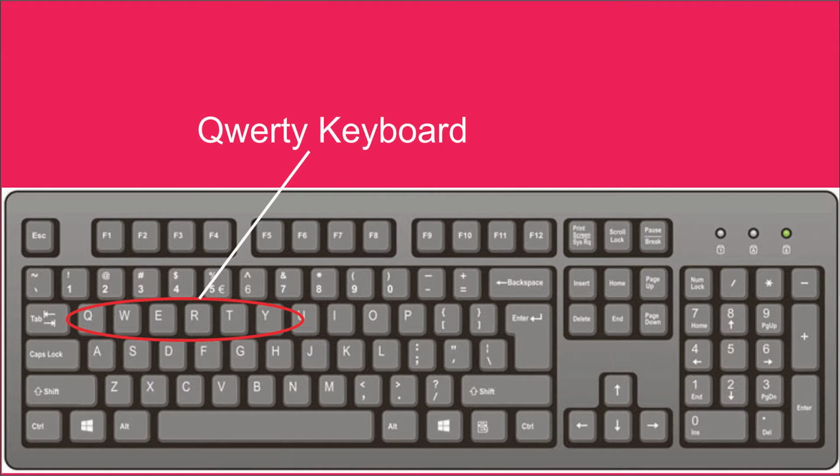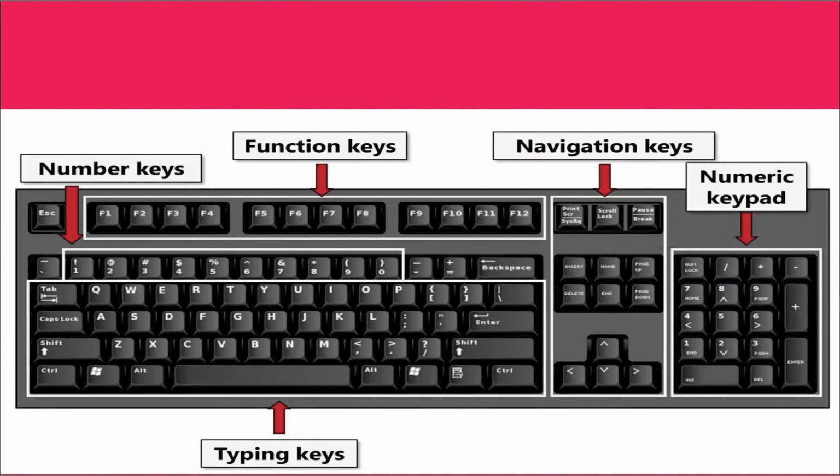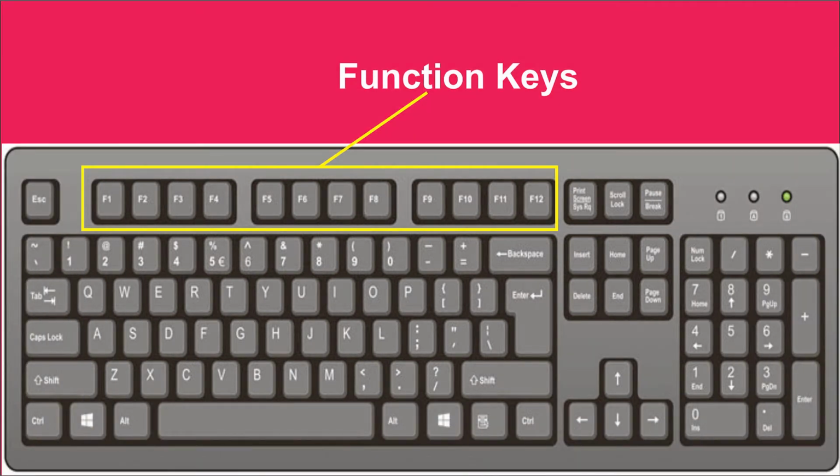Now we'll start exploring the keyboard. We'll start exploring the keys of the keyboard. The first we have function key. The top portion we have the function key. Then we have number keys. Then we have numeric pad, navigation keys, and typing keys. So function keys start from F1 to F12. The top keys of the keyboard are called function keys, F1 to F12. Every key has a different function.